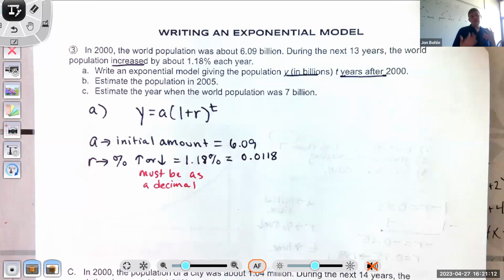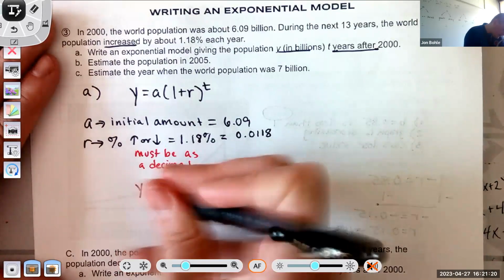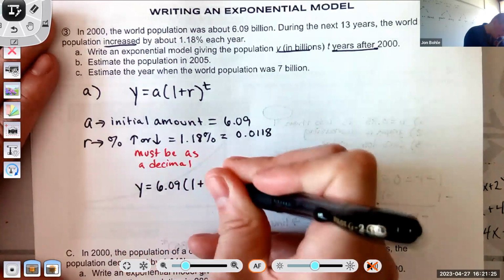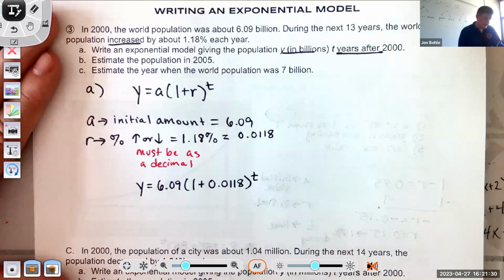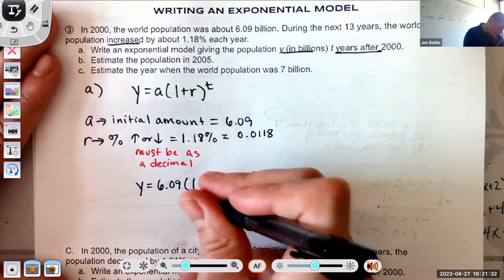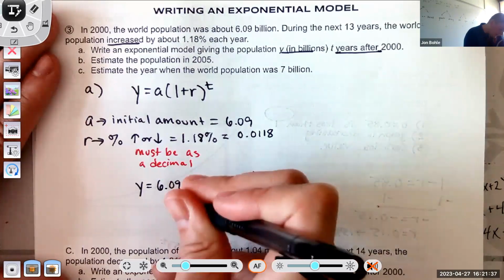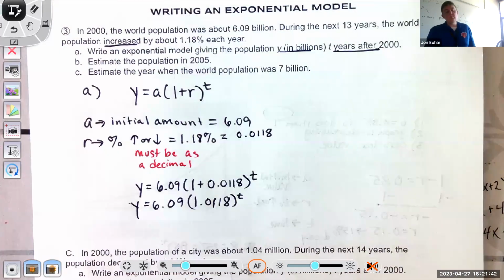And T is time. We don't have the time quite yet. That will be for part B. So really easy. Y equals 6.09 times 1 plus 0.0118 to the T power. And then I just have to add these two numbers together, 1.0118 to the T power. So my model is Y equals 6.09 times 1.0118 to the T power.